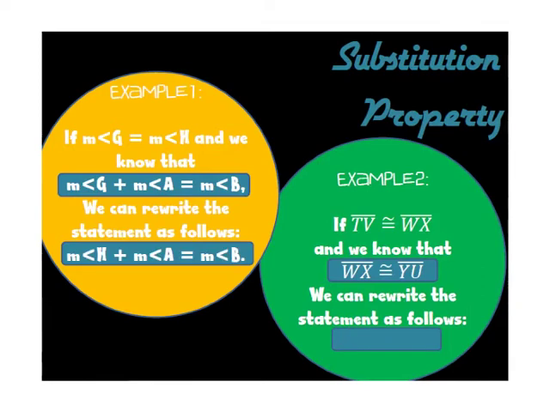In example 2, if segment TV is congruent to segment WX, and we also know that segment WX is congruent to segment YU, we can replace segment WX with its congruent figure, segment TV, and rewrite the statement as segment TV is congruent to segment YU.